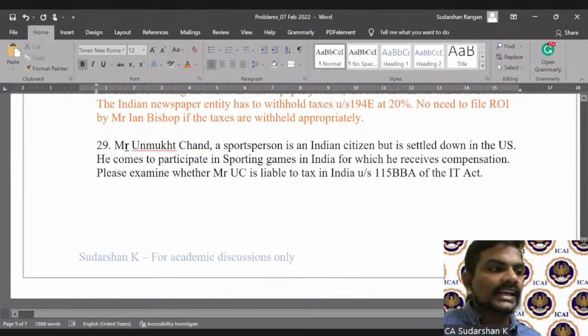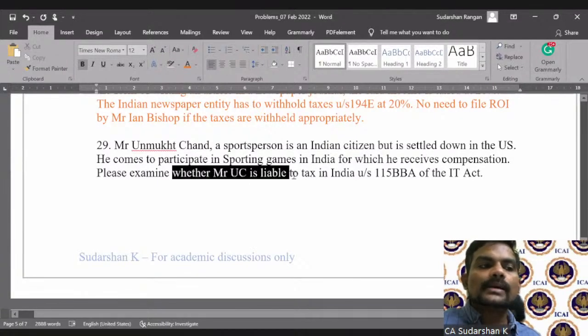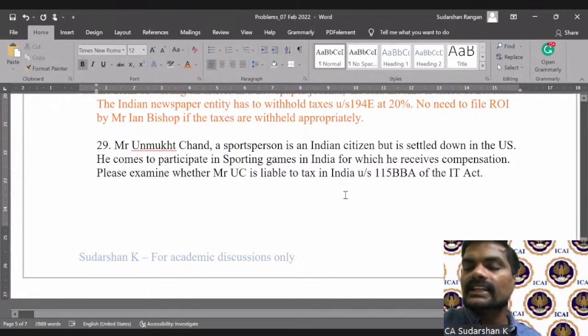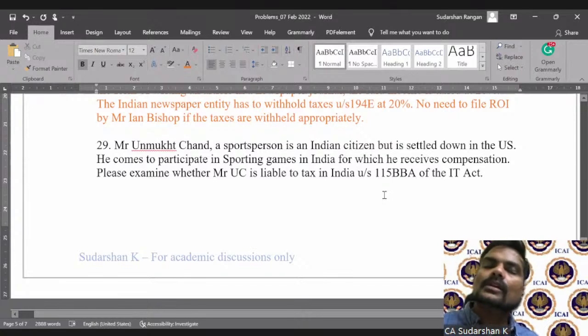Let's take question number 29. Mr. Unmukh Chand is a sportsperson. He's an Indian citizen, but has settled down in the US. So he comes to participate in sporting games in India, for which he receives compensation. Please examine whether Mr. UC is liable to tax in India under section 115BBA of the Income Tax Act. So this is a normal question that we normally encounter. When I say we, as a resident payer, let's assume you are running a sporting game, you're calling Mr. Unmukh Chand, and you want to know whether on the payment you need to withhold tax under 194E.